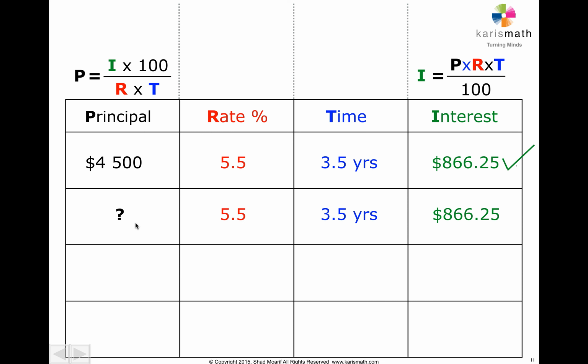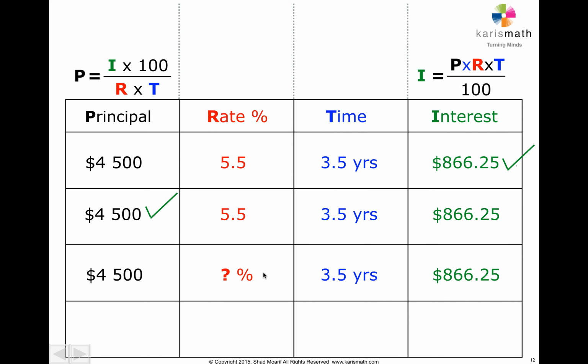Good. You've got your answer. Now see if it clicks. I times 100 means this number, 866.25 times 100, goes on top. And these two you multiply, go below. And this answer comes to that. You divided these two. You should have gotten 4,500, the principal, right here. Excellent. Great.